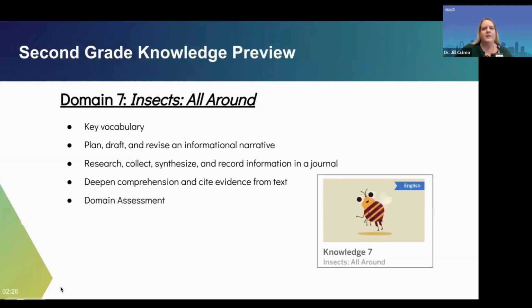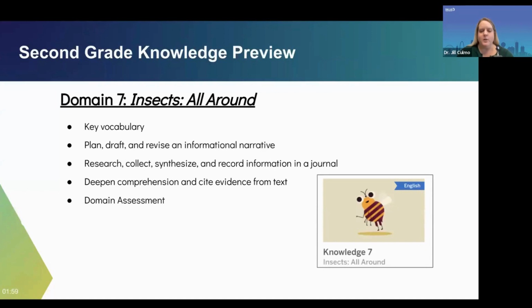Now let's take a brief look at what second grade students will be doing in quarter 3. They will have 3 knowledge domains, starting with Domain 7, Insects all around. Students will learn the characteristics of insects, the life cycles of insects, how insects can be categorized as solitary or social, and how insects are viewed as both helpful and harmful.